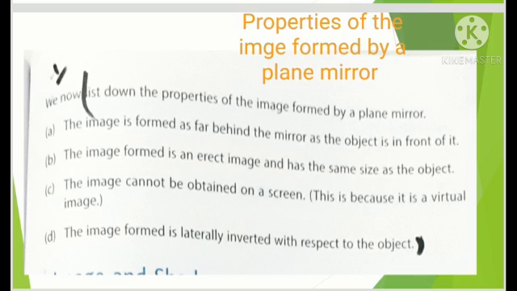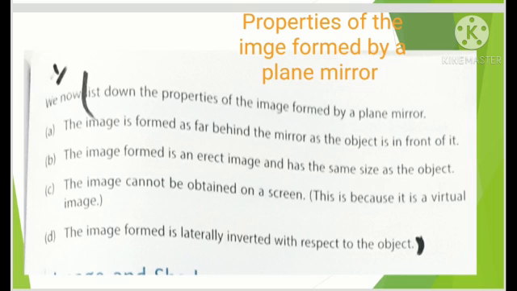Second, the image formed is erect. Your head is toward the top and feet toward the bottom, that is erect, and it has the same size as you are. Third characteristic is the image cannot be obtained on the screen. If you put a paper on the mirror, can you draw your image there? No, you can't. So you can't obtain your image on the screen. This is because it is a virtual image.